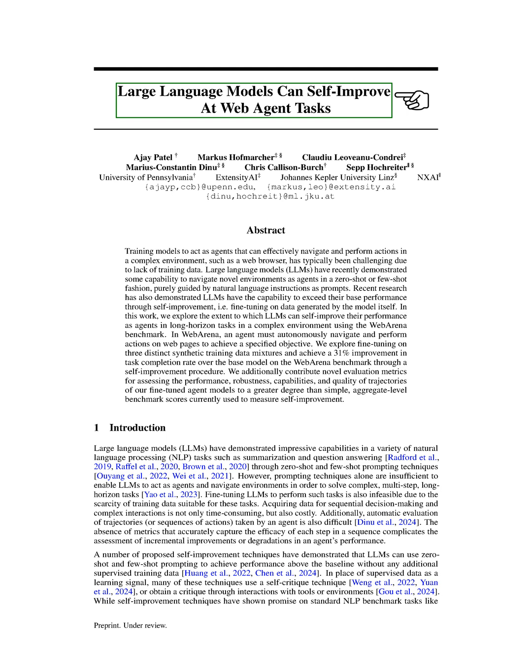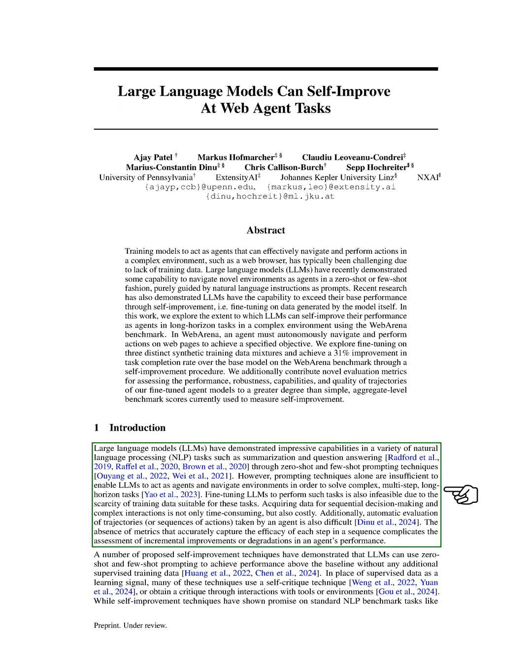Section: Introduction. In this section, we will discuss how we can improve the performance of large language models, LLMs, in complex, multi-step tasks by using self-improvement techniques. These tasks involve interacting with an environment and require the model to complete a sequence of steps. Traditional methods like prompting alone are not enough for LLMs to excel in such tasks due to the lack of suitable training data. Acquiring data for these tasks is time-consuming and expensive, and evaluating the model's performance on each step of a sequence is challenging.